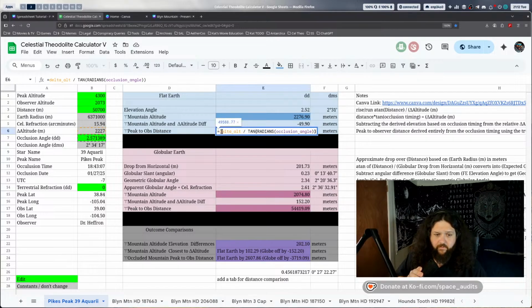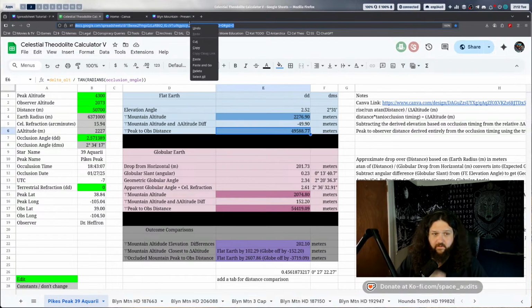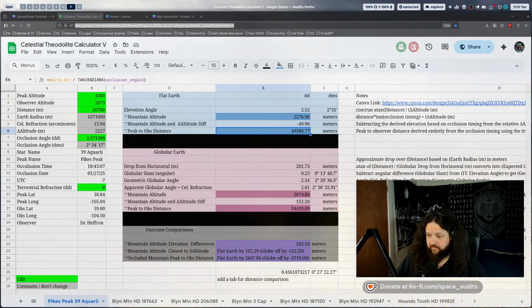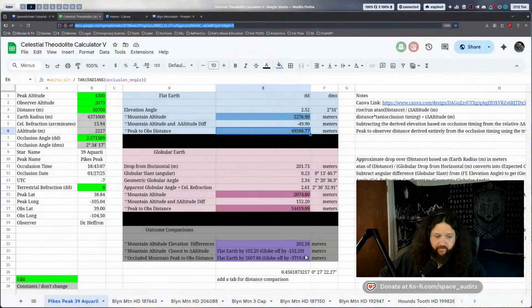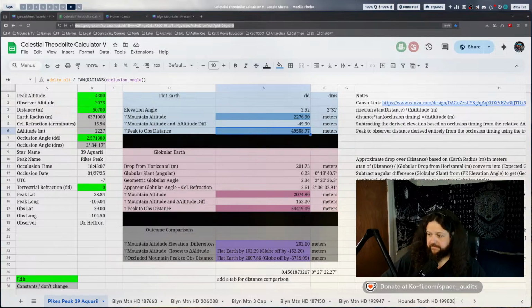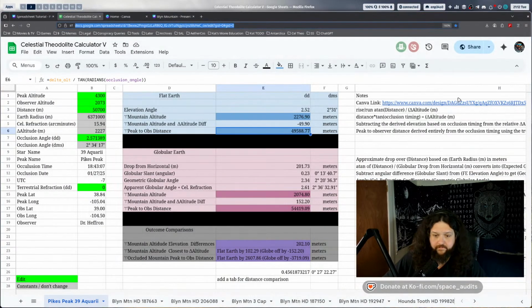I changed it to the delta alt over the tangent of the occlusion angle now. To get the distance. I like the changes you made. Is this version somewhere where I can grab it? Yeah, it's the same link. I'll send it to you. I just updated this. I know where the link is, so you don't need to send it to me again. But okay, you'd send it anyway, so that's okay.